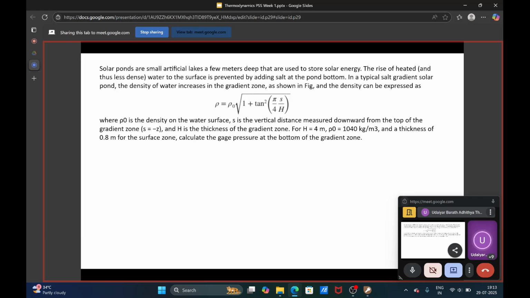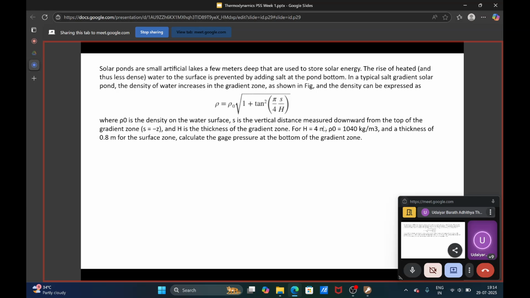So there is less dense water at the top and high density water at the bottom, and that gradient of density is given by this equation: rho is rho naught times root of 1 plus tan square of pi by 4 times s by h. Here rho naught is the density of water, s is the vertical distance measured downward from the top of the gradient zone, and h is the thickness of the gradient zone.